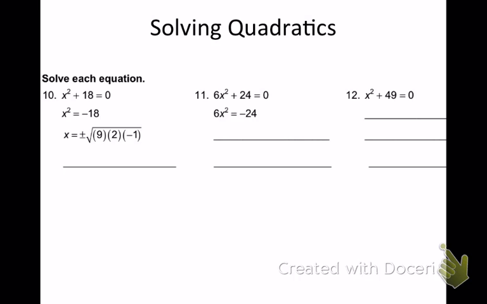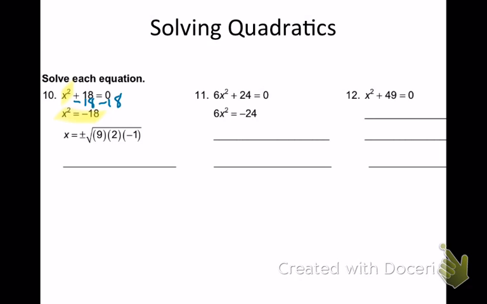So let's try number 10 here. I have x squared plus 18 equals 0. I need to solve for x. So in order to solve for x, I need to get x alone here. What would I do with 18? Subtract it to the other side. So I have x squared equals negative 18.